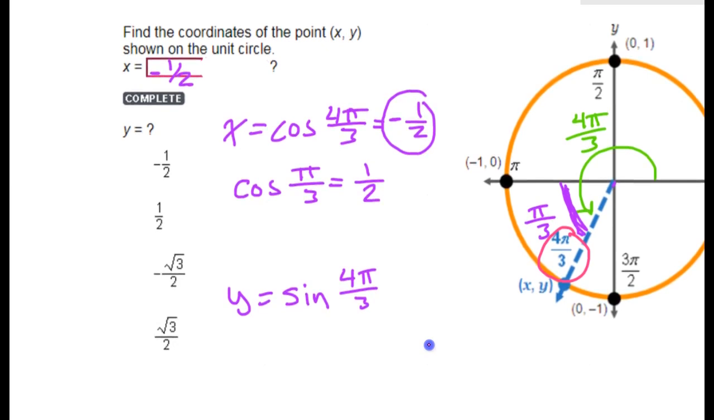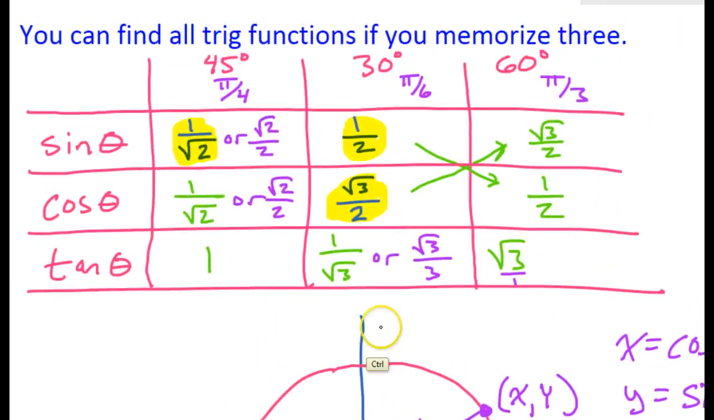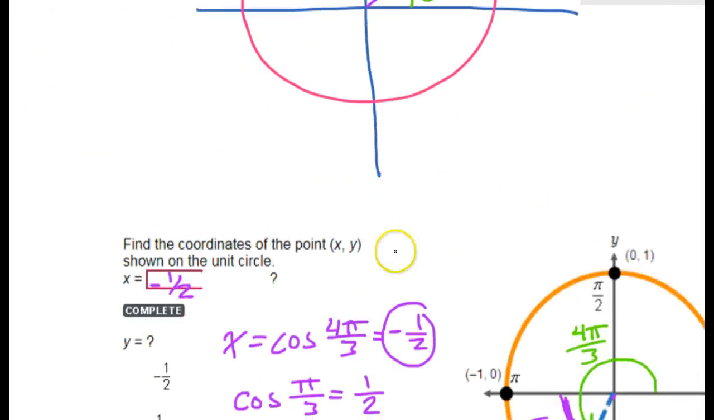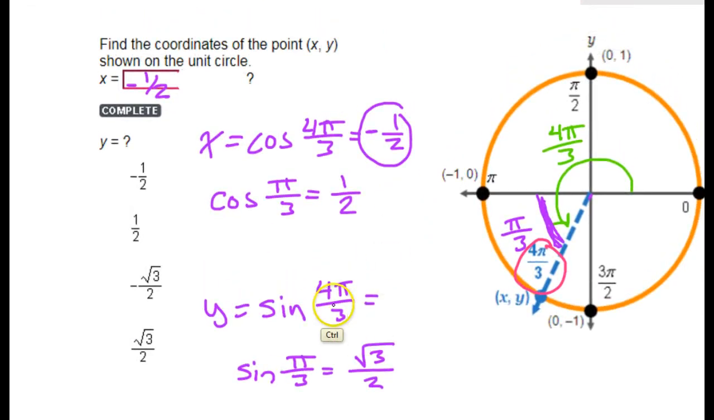Okay, similarly for the y value, the sine of this angle is going to be the same thing as the sine of the reference angle, except it might need a negative sign. So what's the sine of pi over 3? Well, we've memorized that that is radical 3 over 2. Okay, you can use your little chart cheat sheet for now if you need to, but memorize this. All right, so that means that the sine of 4 pi over 3 is also radical 3 over 2, except maybe it needs to be negative.